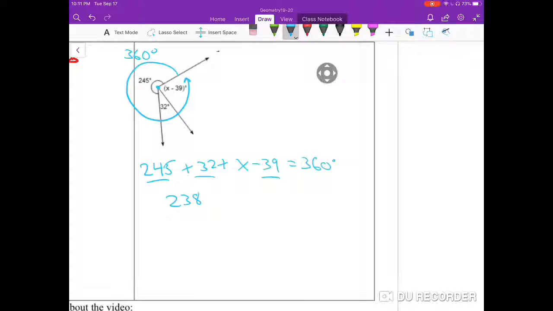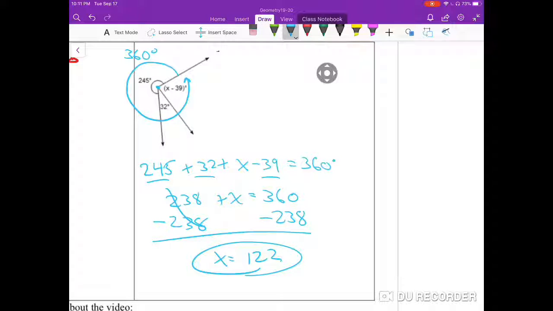238, let's put these three together, plus x equals 360, and then I would subtract 238 from both sides, and x equals 122. Right? I would plug x equals 122 back in, and my answer for the actual angle is 122 minus 39. I don't actually have that done, so let's do some old school math here. Let's borrow the 1. 12 makes 3. Borrow the 1. And we should get 83 degrees.